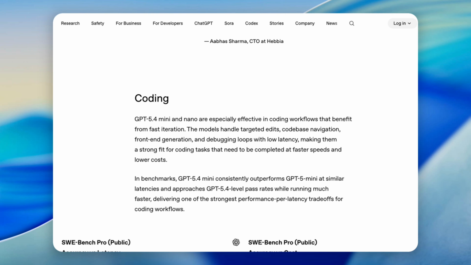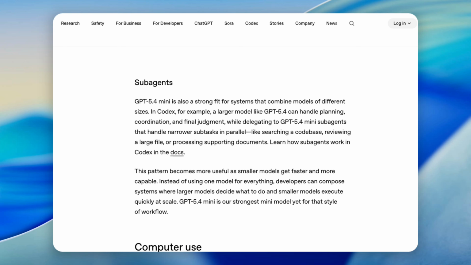So instead of burning the expensive flagship model on every single step of a workflow, you use it as the brain and let Mini do the legwork. In Codex, Mini only consumes 30% of the GPT-5.4 quota, which for anyone running coding workflows at scale is a really significant cost difference.